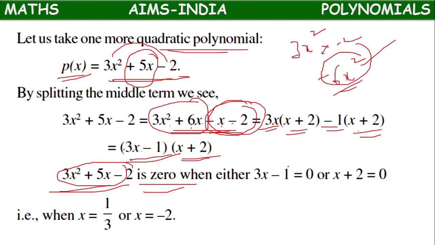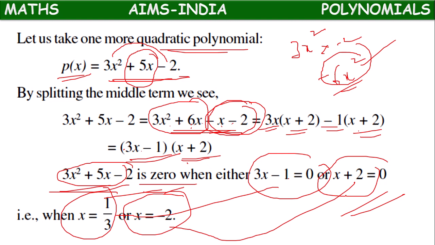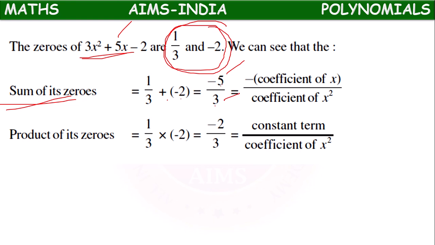Either the first factor is 0 or the second factor is 0. Means either x = 1/3 from this, or x = -2 from this. So 1/3 and -2 are the zeros of the given quadratic polynomial. Sum of zeros: 1/3 + (-2) = -5/3. Here 5 is the coefficient of x, 3 is the coefficient of x². So minus coefficient of x by coefficient of x², that means -b/a.